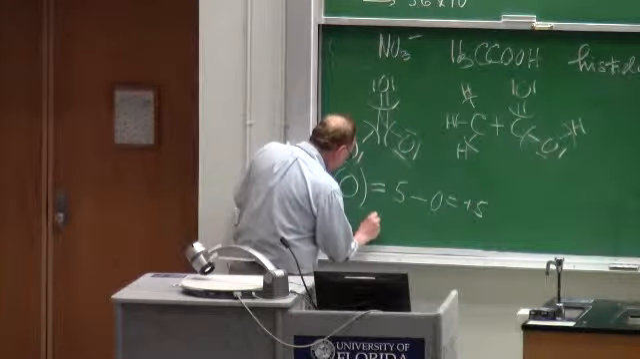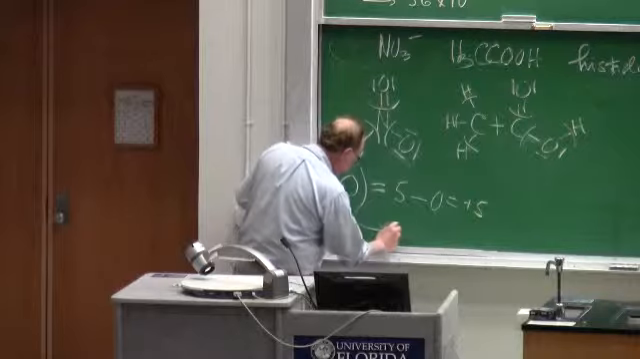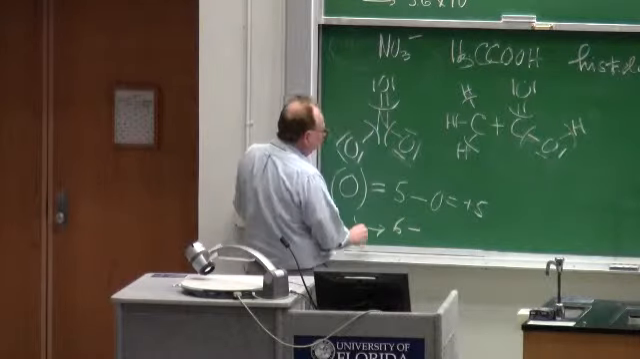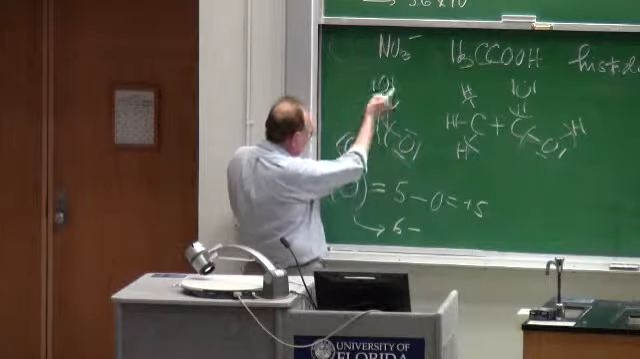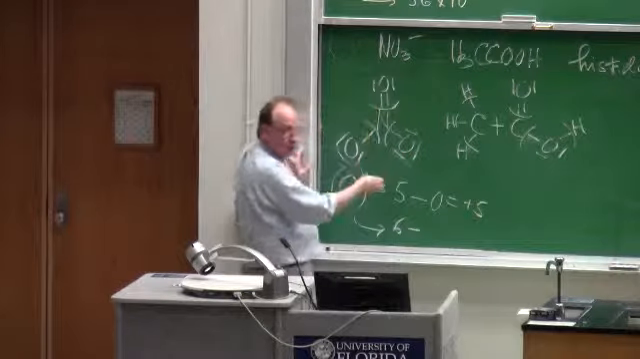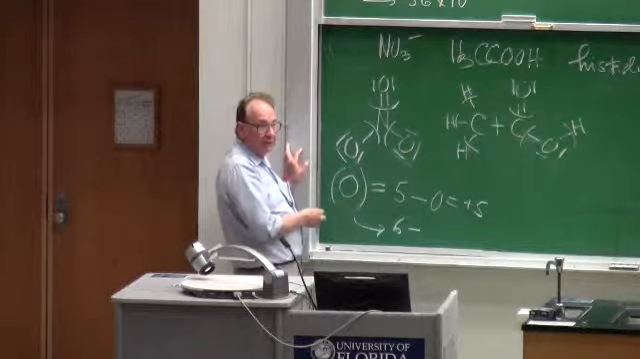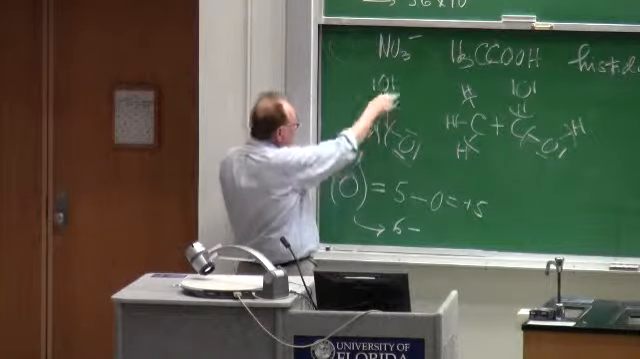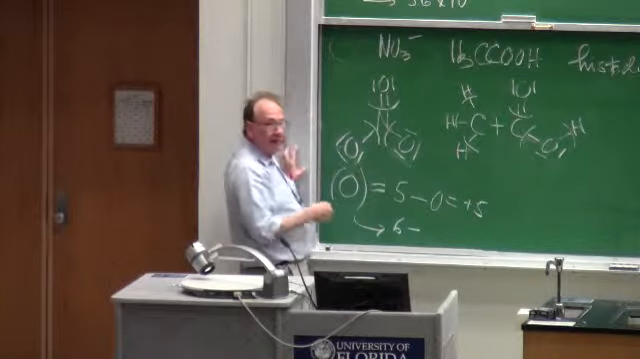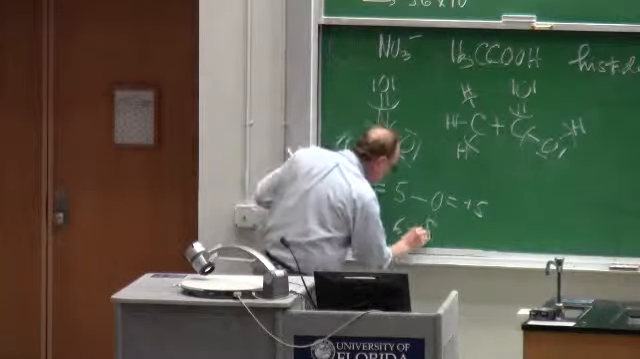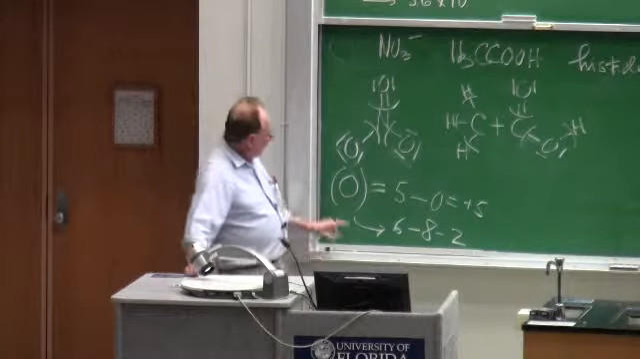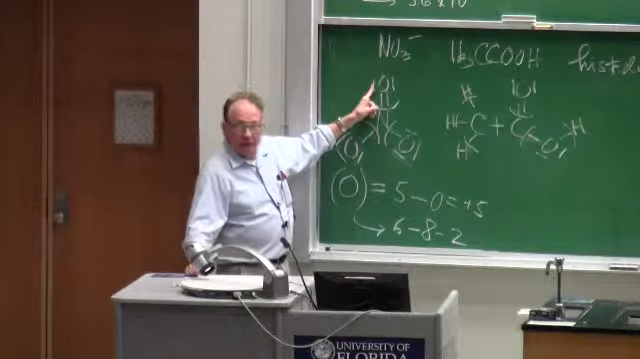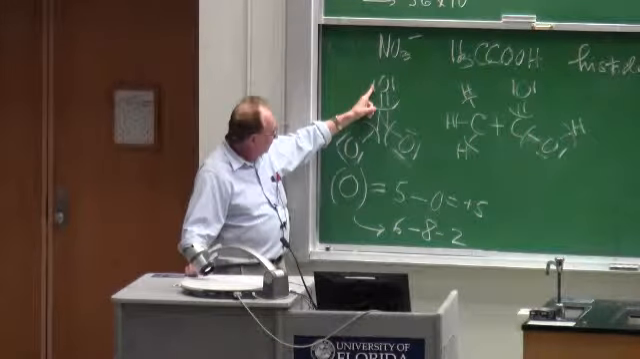Oxygen, 6 minus 2, 4, 6, 8. Each oxygen, I hope you recognize, is now electronically equivalent. Because after I parceled each electron, each oxygen atom has got 8 valence electrons. So we've recognized each oxygen is -2 from an oxidation number assignment standpoint.